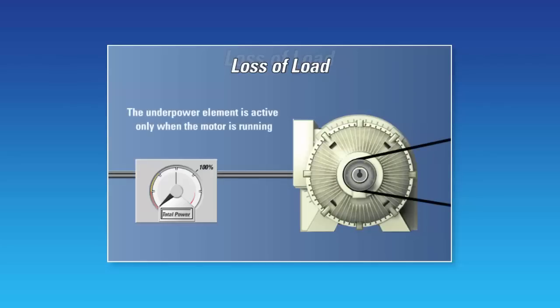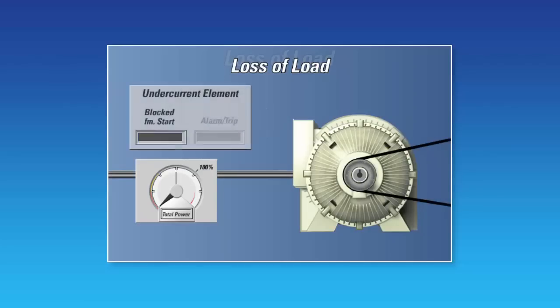The underpower element operates as follows. A value other than zero must be entered to ensure the underpower element is blocked when the motor is stopped. The underpower element is active only when the motor is running and will be blocked upon the initiation of a motor start for a period of time defined by the block element from start set point. This time delay may be useful in applications which require the motor to be running for a period of time before full power is required, as is the case in centrifugal pump or fan applications. When enabled, if the magnitude of the three-phase total power falls below the pickup level for a period of time specified by the delay, a trip or alarm will be generated depending on how the relay has been configured.